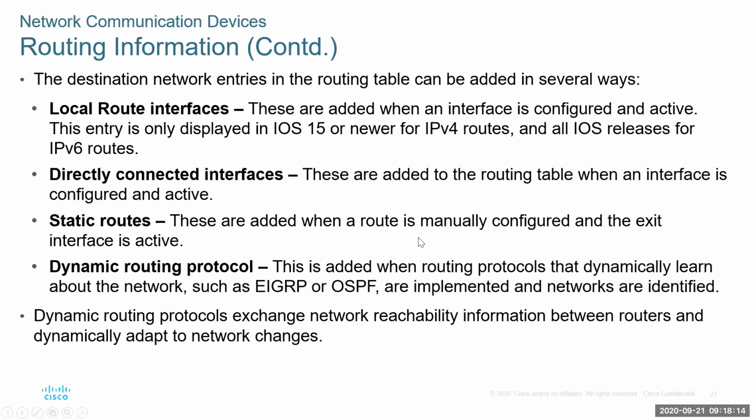So these were added to the routes manually, the static routes, and then there's an exit interface. So it just uses what's called the default route for that static route. And then you have a dynamic routing protocol such as EIGRP or OSPF, where routes are learned from other routers. So if you have these configured with other routers, it's going to start sharing certain routing information among all your routers.